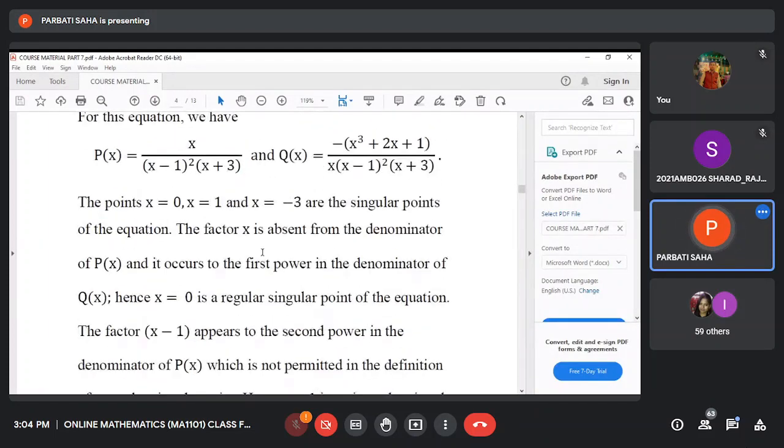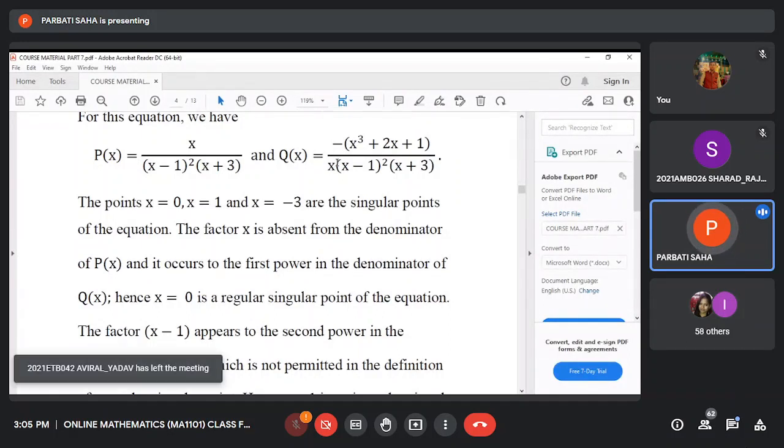So here, if we consider this factor x plus 3 in the denominator of p(x), this is raised to the power 1, and here also this is raised to the power 1. So this power of x plus 3 is less than or equal to 1, and this power of x plus 3 is less than or equal to 2. So both the conditions are satisfied. So x equals minus 3 is again a regular singular point. x equals 0 is also a regular singular point, because we can consider x to the power 0 in the denominator of p(x), and x to the power 1 in the denominator of q(x).